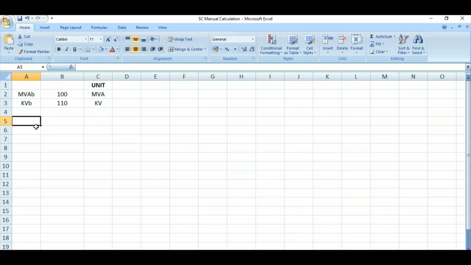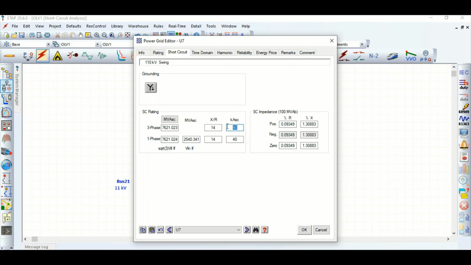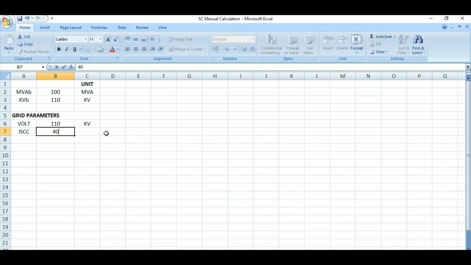So now we will try to find out the grid parameters. What is the grid voltage? Grid voltage is 110 kV. Grid short circuit current is considered as 40 kA.